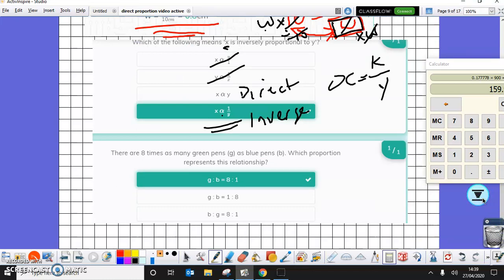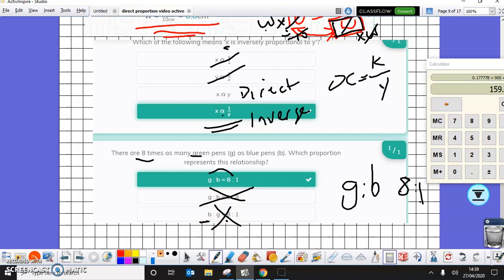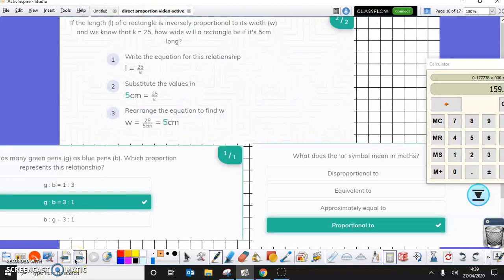Right, there are 8 times as many green pens as blue pens. So again, green pens, we're looking at a ratio this time, 8 to 1. There are 8 green pens, so there would be blue, 1 times 8 gives me 8. And again, we're looking for 8 green. So there's no way it could be the middle one, full stop. And this one, that's saying that there's 8 blue ones. So again, it can't be that one. A lot of that is just reading the question. Next part.